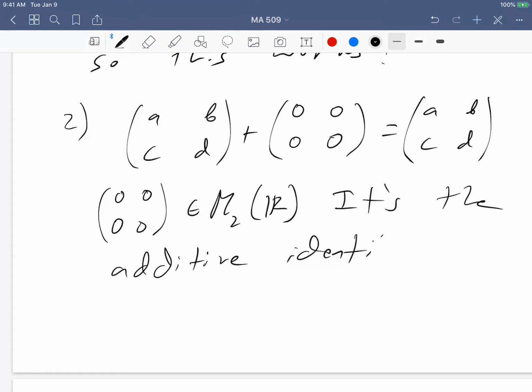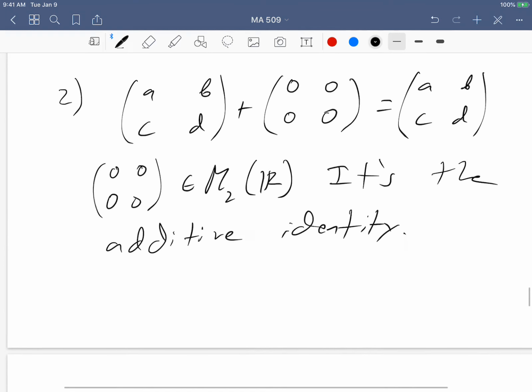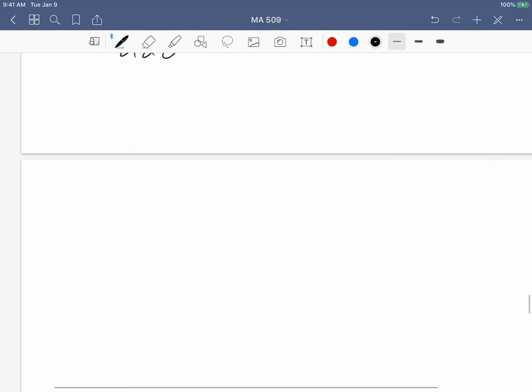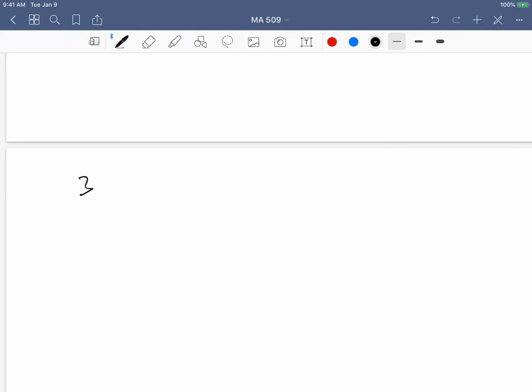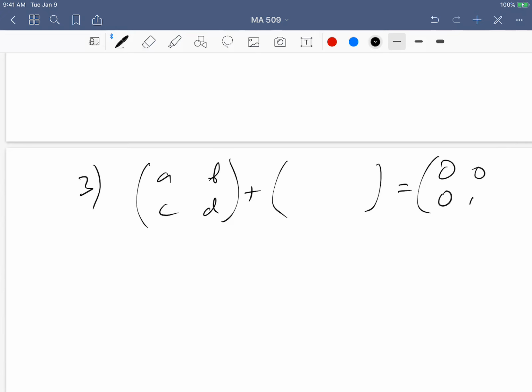So in this case, 0 isn't just the 0, the number. 0 is 0, the matrix, because we're talking about matrices. All right, part 3, the additive inverse of A, B, C, D. So I need to add something to that so that I get that additive identity 0, 0, 0, 0 back.